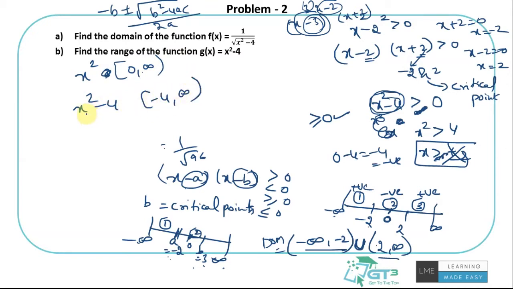When x is 0, so 0 minus 4 will give me minus 4. Everything else will be like 1 minus 4 is minus 3, 100 minus 4 is 96. All other values I can take for x, negative values or positive values, will always give me more than 0. So the minimum is minus 4, that's 0 minus 4, and the maximum will be infinity. So the answer is minus 4 to infinity is the range for this.